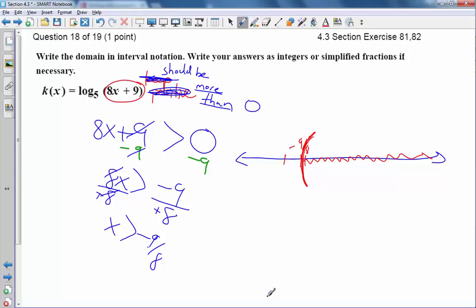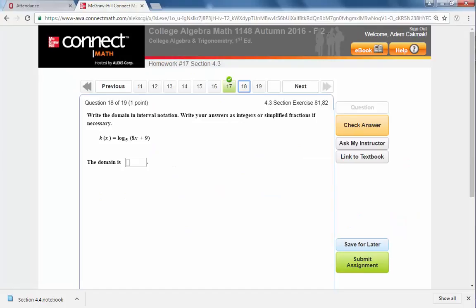Because if I include exactly minus 9/8 here, it's going to cancel out and become 0. Do we like zeros in logarithms? Can you compute the logarithm of 0? No. So we stay off that value, go further to the right. And how do you write this in interval notation? Please do not change it into decimal. Only keep things in rational numbers, okay?